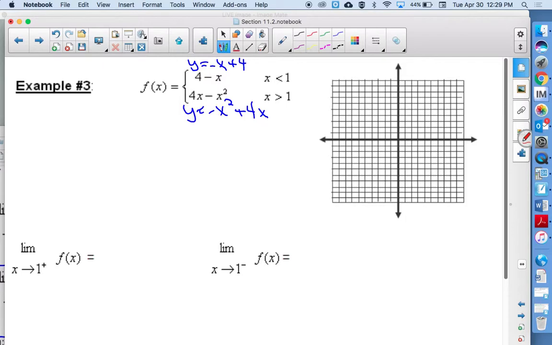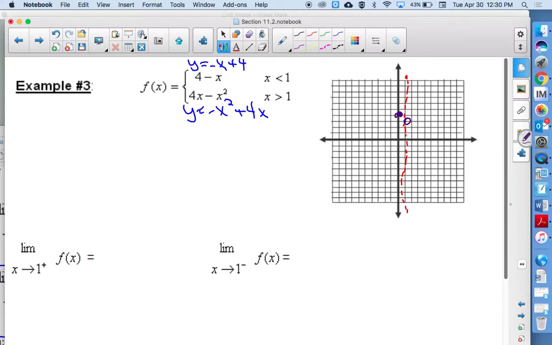Plus 4x. I'm going to draw a little dashed line at 1 so that I know where x is 1. So the first equation really says -x plus 4. It's a line up at 4. 1, 2, 3, 4. Its slope is down 1, right 1. But it says x is less than 1, so I put an open circle.